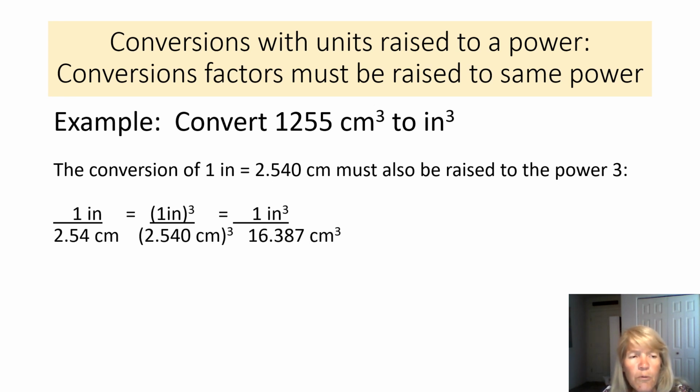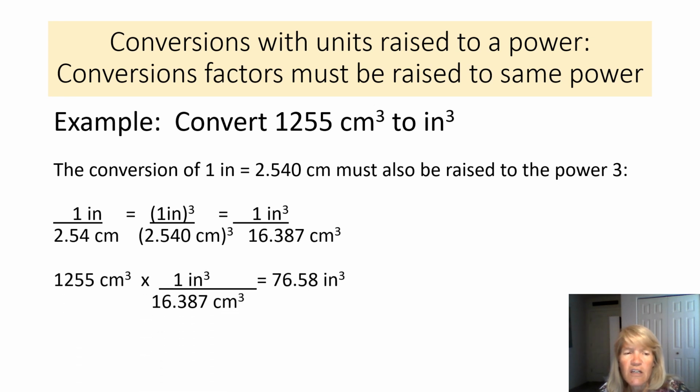So when we look at the conversion, if you cube everything, it's still valid. So we cube the inch, we cube the centimeter, we cube the 1, we cube the 2.54 as well. And so when you cube everything, the relationship is still true. So the way you would do this problem, you start with your given, 1255 centimeters cubed, and then you apply the conversion that has the cubed in it. So remember to cube the number and the unit, and that will give you the correct answer.